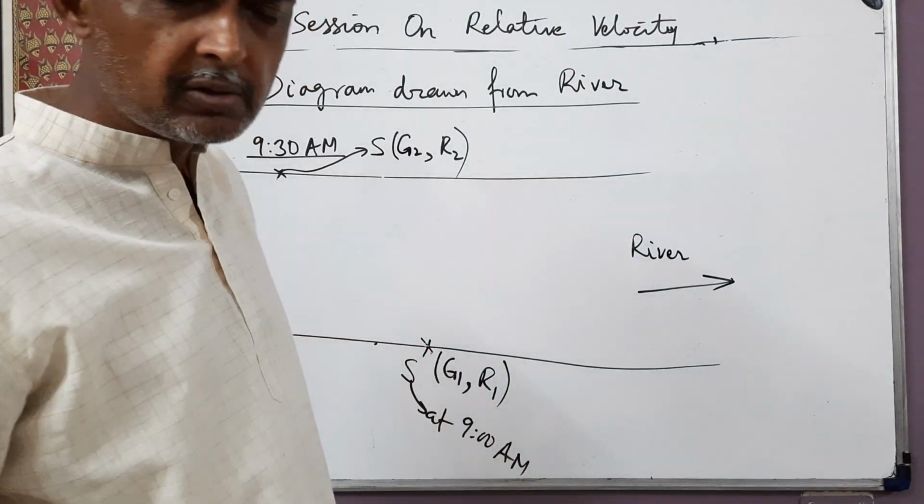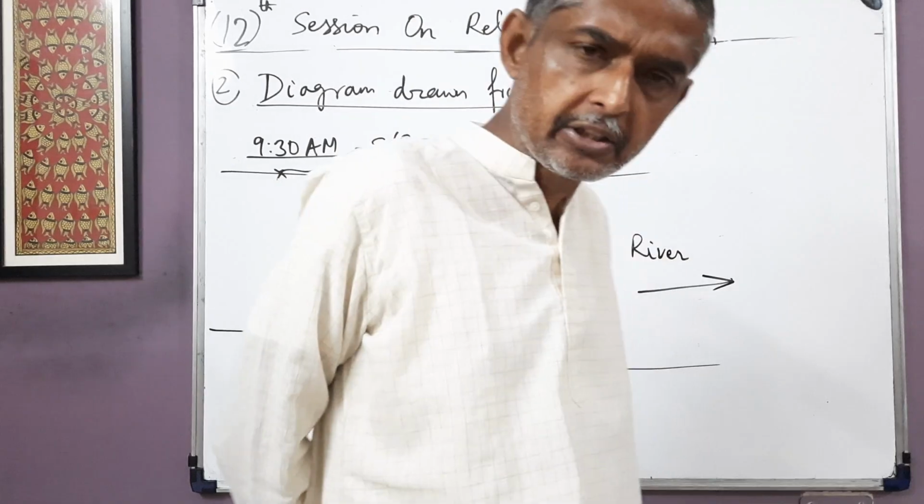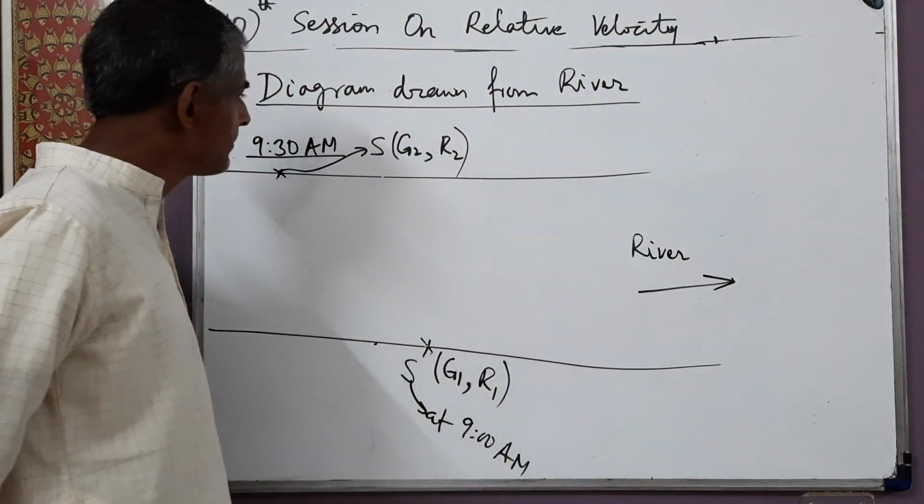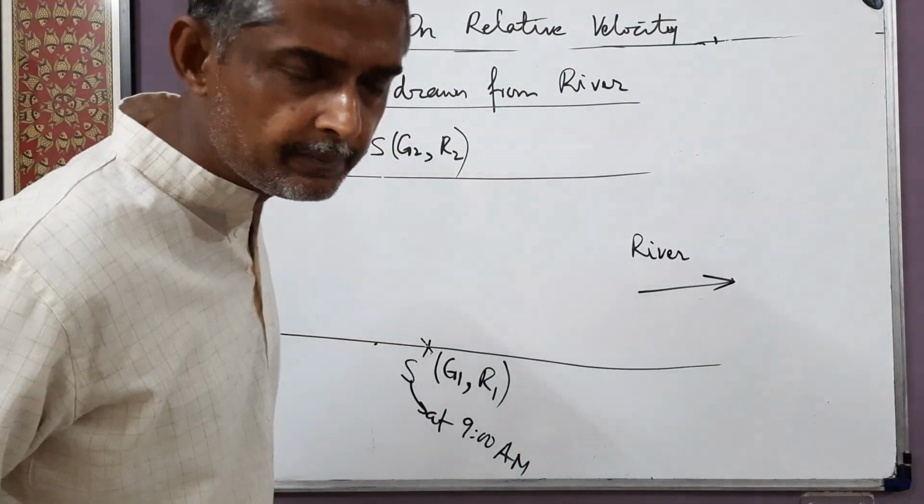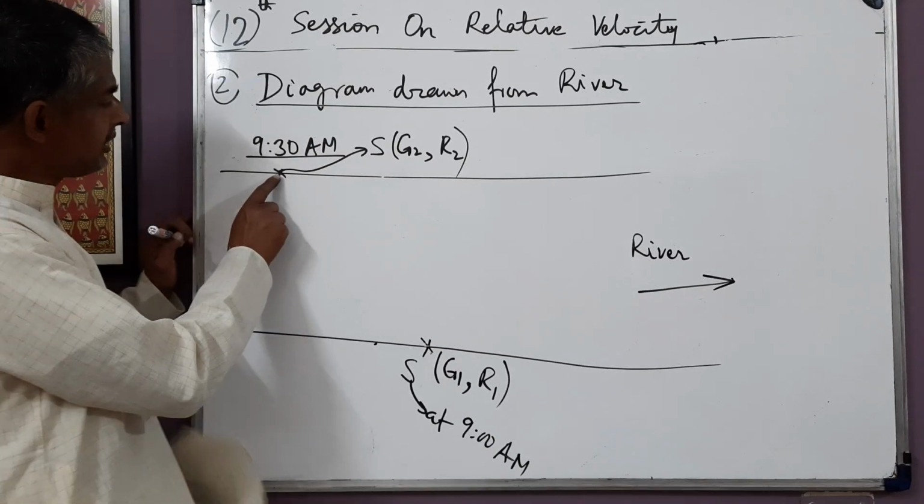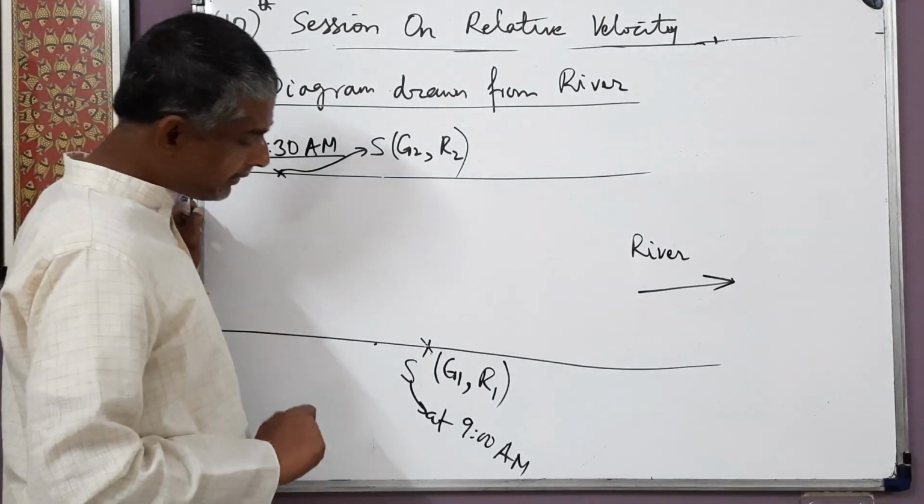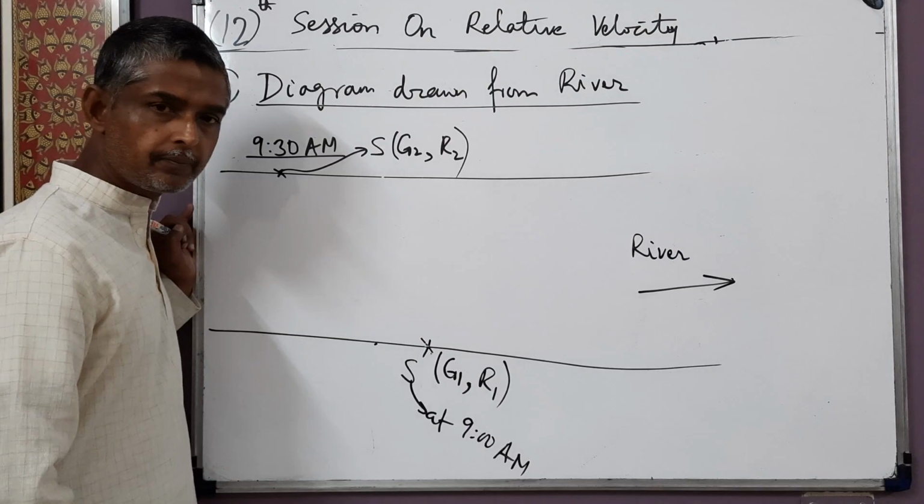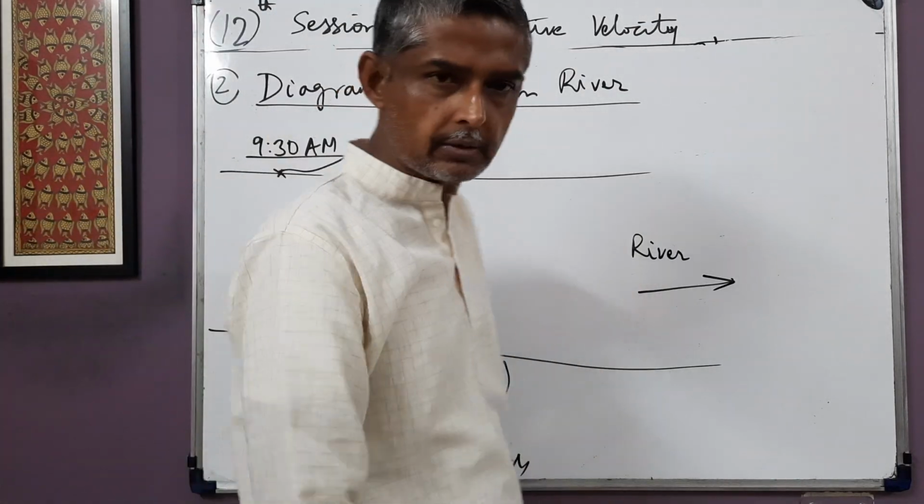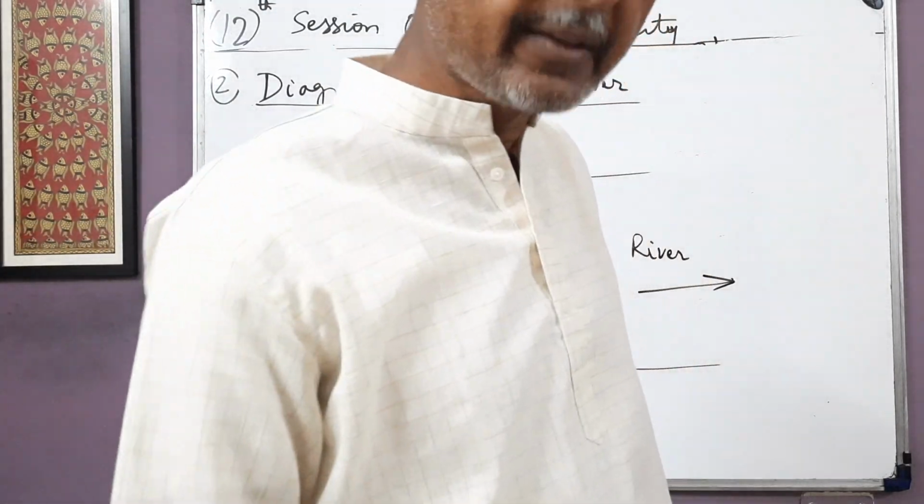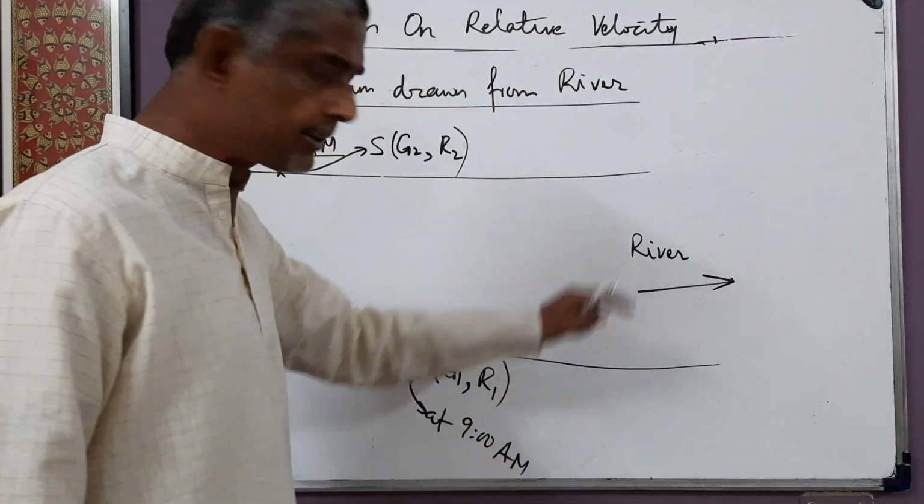As stated just now, displacement will be calculated at 9:30 am. So we have to see at 9:30 am where R2 and R1 will appear to be situated. At 9:30 am, R2 is here. Now we have to see at 9:30 am where R1 will appear to be. Now the diagram is being drawn from the river. With respect to the river, the river is at rest, and R1 is rigidly connected to the river.